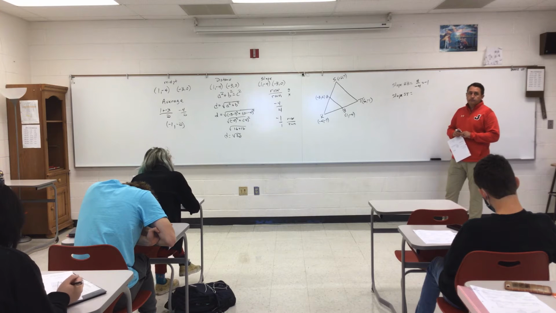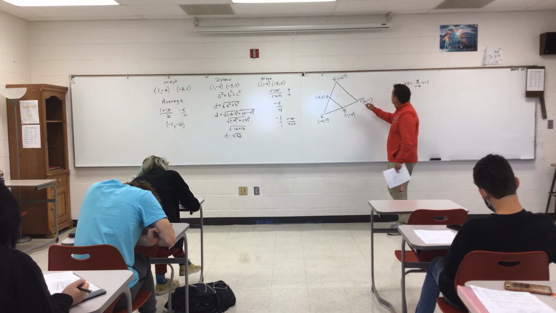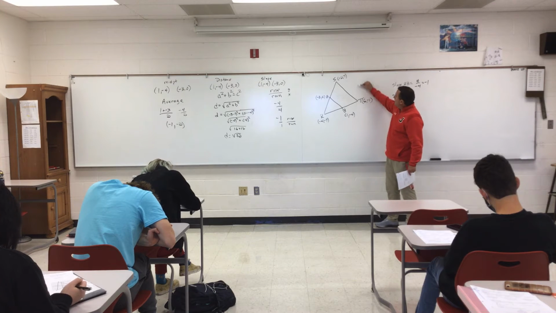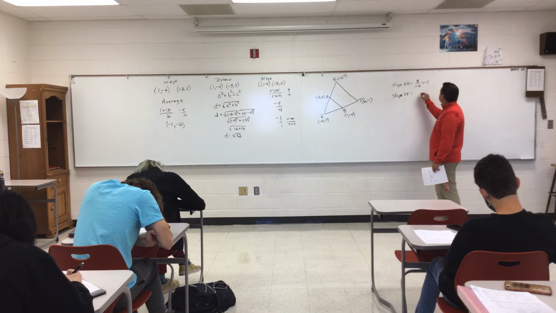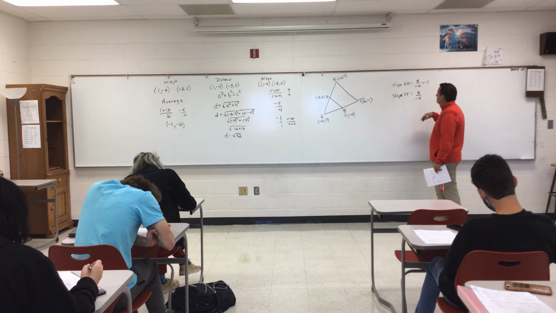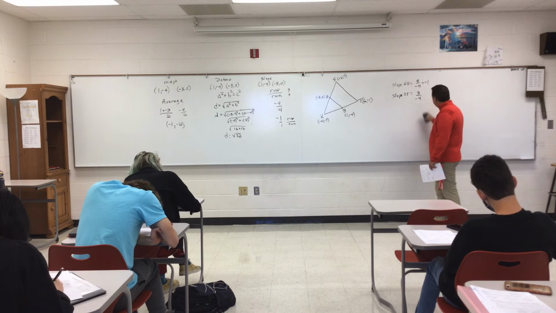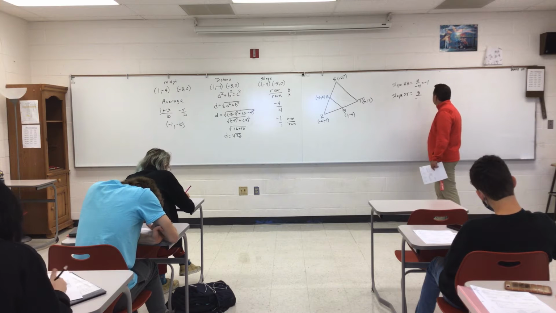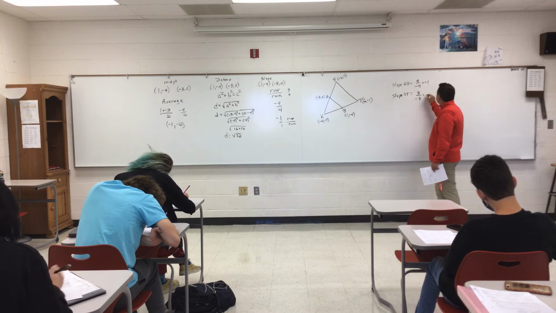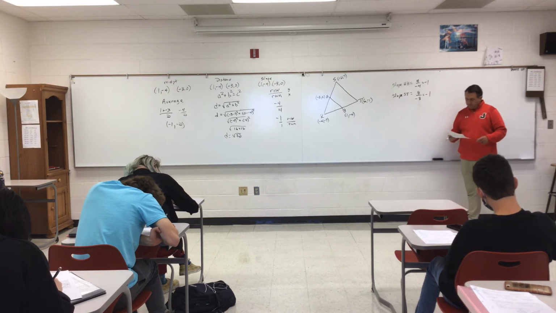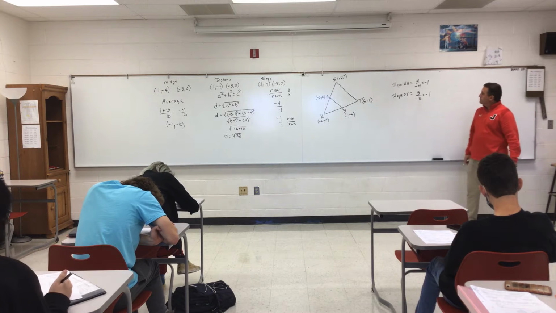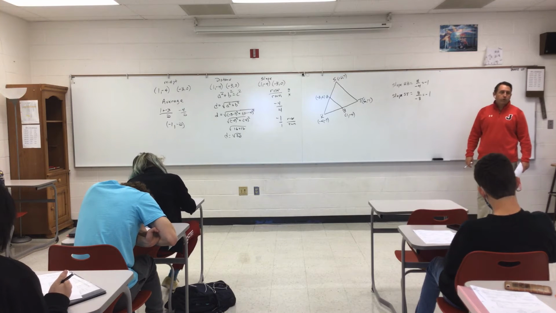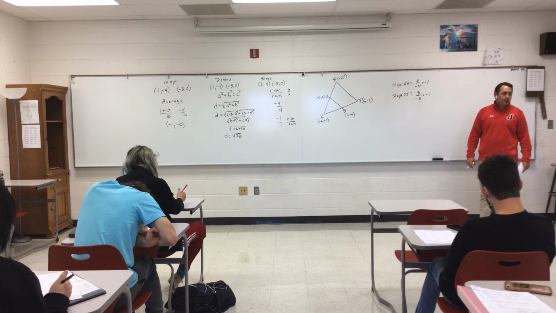Is everybody good? All right, let's find the slope of ST. Figure out how much I'm going up, how much I'm going over. Oop, try that again. So everybody agree that we're going up 8, over 8. And it is negative, so it's a -1.